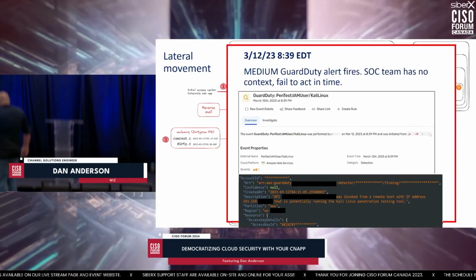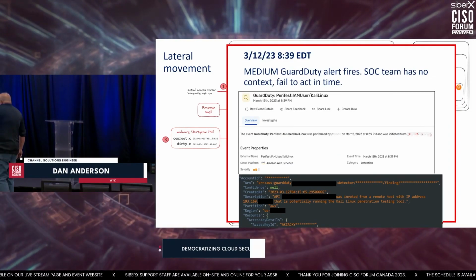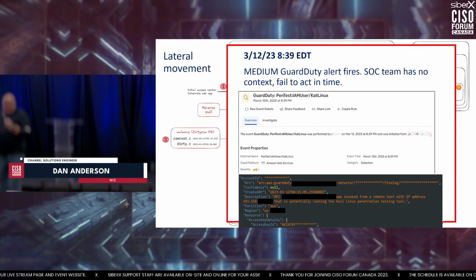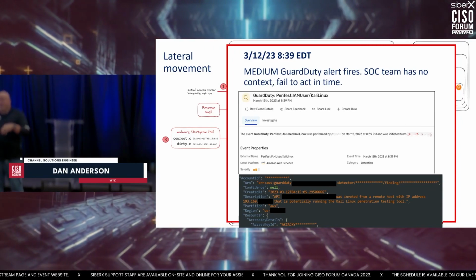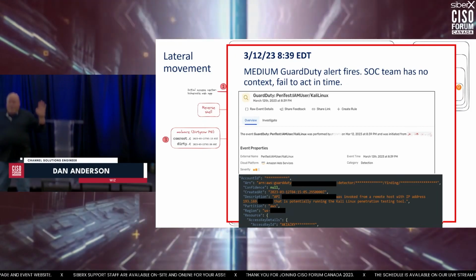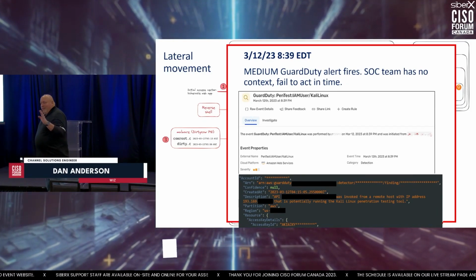And he also does some other nefarious things like deploying that malware. At 8:39 Eastern Daylight Time, there was a medium GuardDuty alert from the actual cloud provider that said, hey, there's something going on here. Now, how many of you know what happens to a medium alert inside of a SOC? Pretty much nothing.